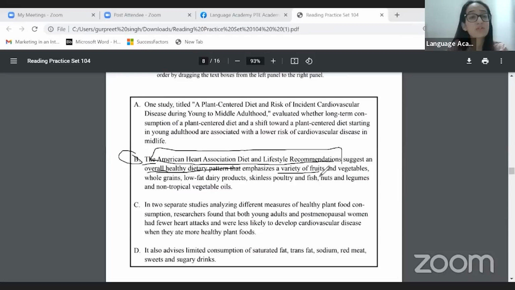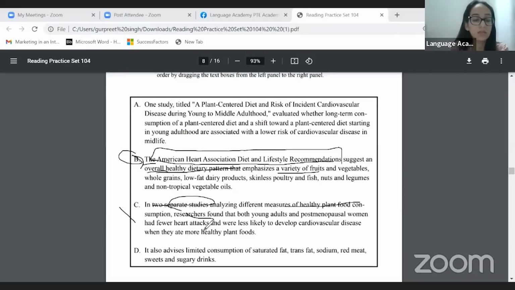Stop doing this. Stop assuming your own set of rules which nobody has taught you ever. So this is not the first sentence because it is incomplete. It doesn't even tell us what is the problem, why are they suggesting this, to whom they are suggesting this. The first sentence was C, in which you have the topic: in two separate studies analyzing different measures of healthy plant food consumption, researchers found that both young adults and postmenopausal women had fewer heart attacks and were less likely to develop cardiovascular disease when they ate more healthy plant foods. So they are talking about two separate studies and what the researchers have found.